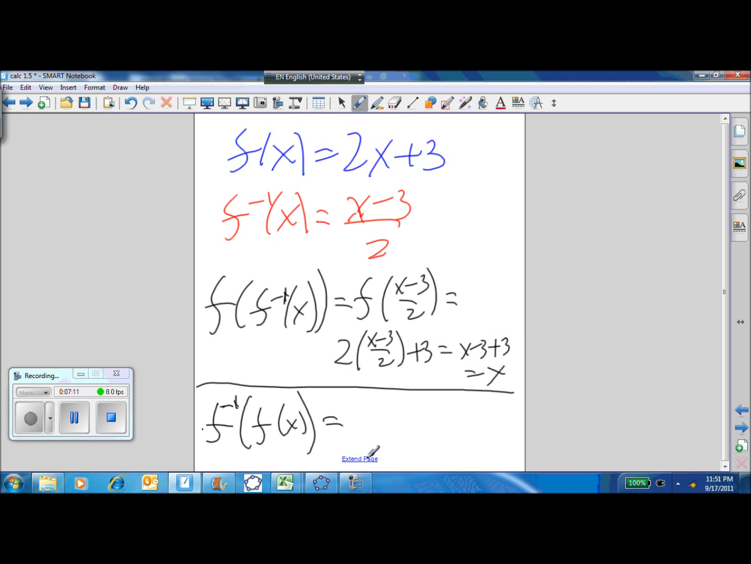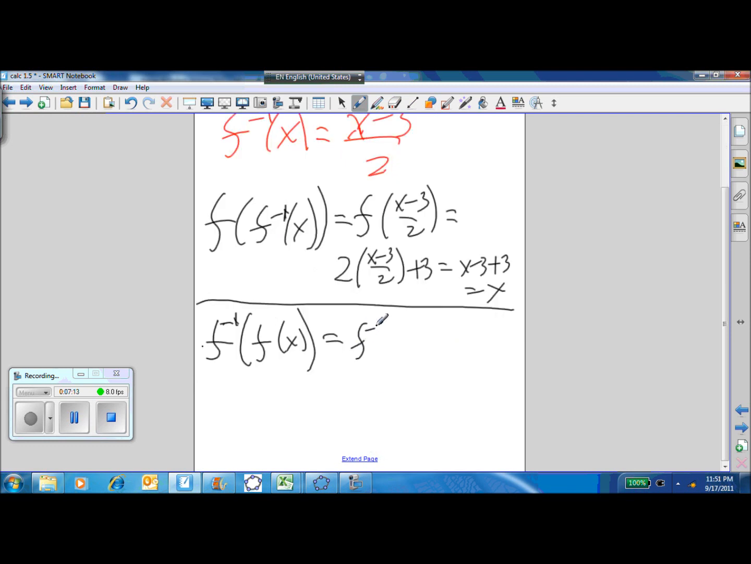And in the opposite order, we get f inverse of f of x, which is 2x plus 3, and we put that into the f inverse function, so 2x plus 3 goes into (x minus 3) all over 2, so you get 2x over 2, which is again x. So f of f inverse of x and f inverse of f of x both equal x. So that is the inverse.